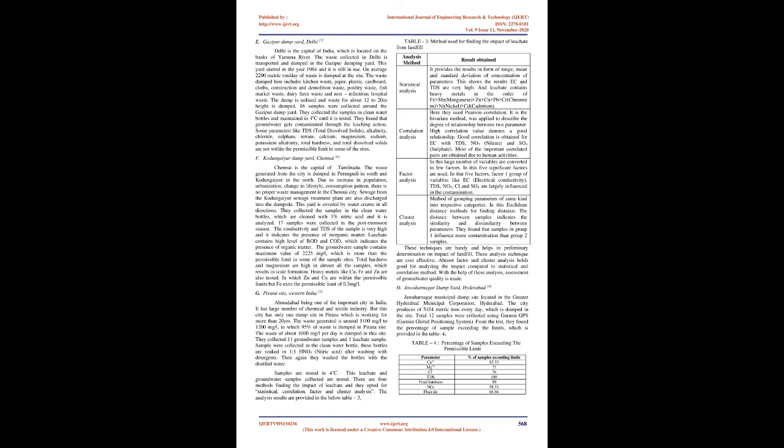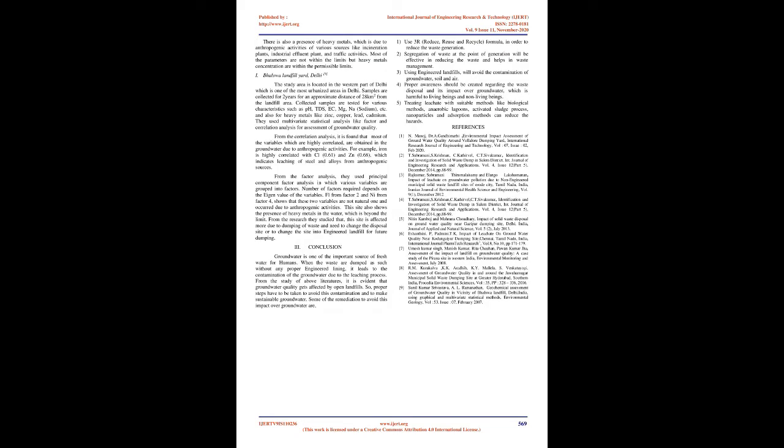Correlation analysis. Here they used Pearson correlation. It is a bivariate method, applied to describe the degree of relationship between two parameters. A high correlation value denotes a good relationship. Good correlation is obtained for EC with TDS, NO3 (nitrate), and SO4 (sulfate). Most of the important correlated pairs are obtained due to human activities.